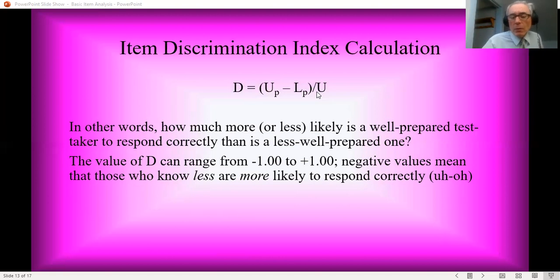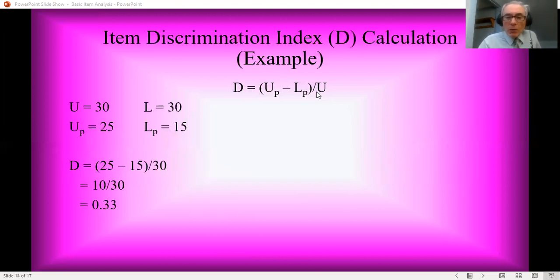What you're looking for, of course, are positive values here. Here's an example of how we'd work it out. So again, it's the same as the one I did before for item difficulty. You might recall that the item difficulty index was about 0.67, which would actually place it in the happy zone if it's a multiple choice test. Not too far off if it was an open answer one, actually. So now we're going to get item discrimination. So it's UP 25 minus LP 15, which is 10, divided by U, which is 30. So 10 over 30 gives us 0.33. Ta-da.